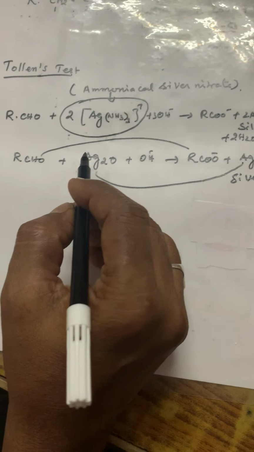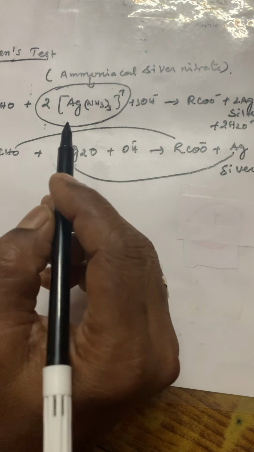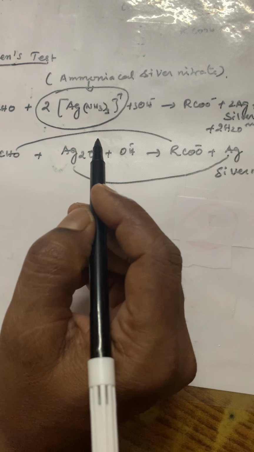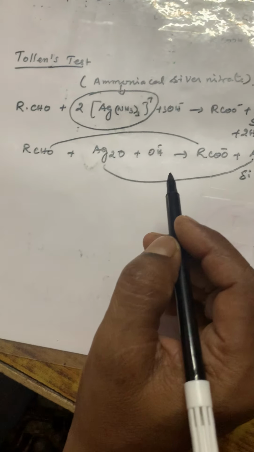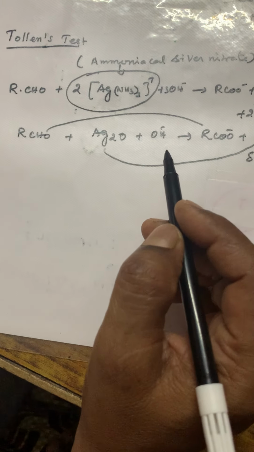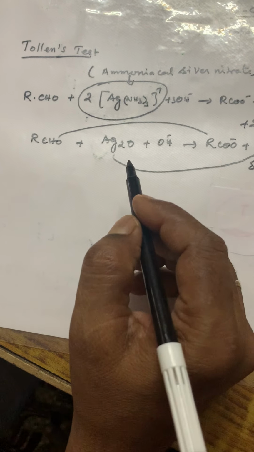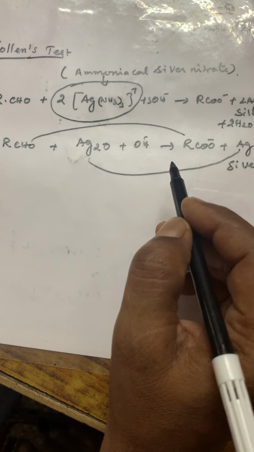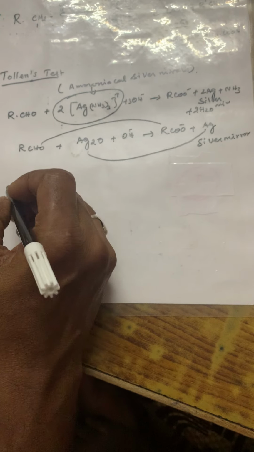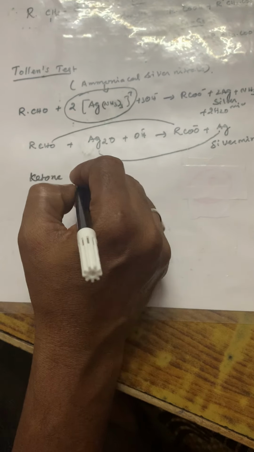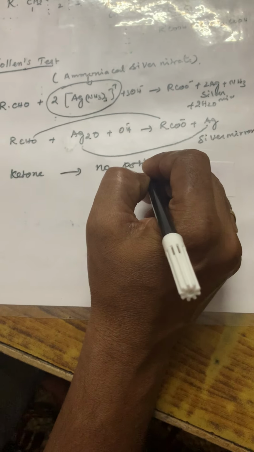What is the test? Once again I'll repeat. Add freshly prepared Tollens reagent to the test tube containing 1 ml of aldehyde and heat it with the help of a water bath. You should not heat it directly; if directly heated, it will burn. So heat it with a water bath for 5 to 10 minutes and then it changes to a silver mirror. Ketone does not give a positive test.